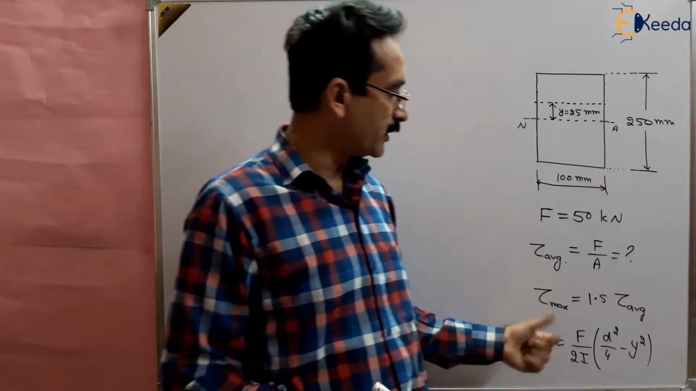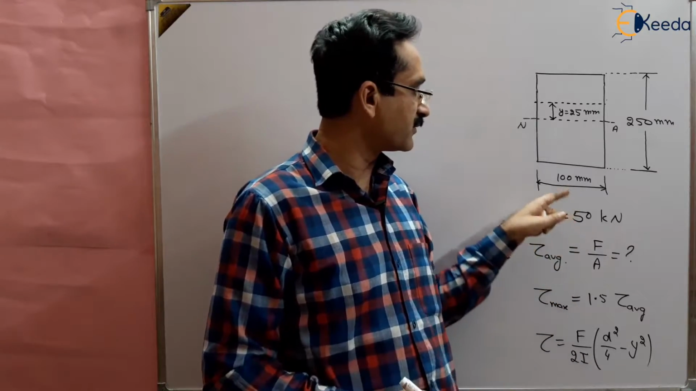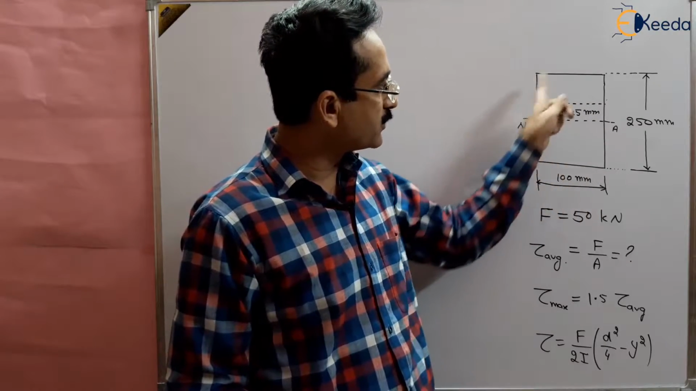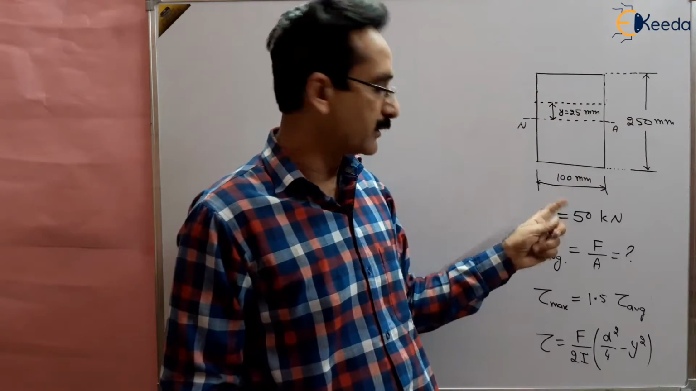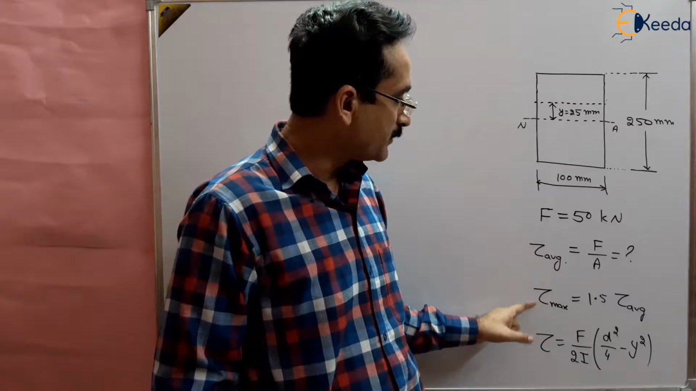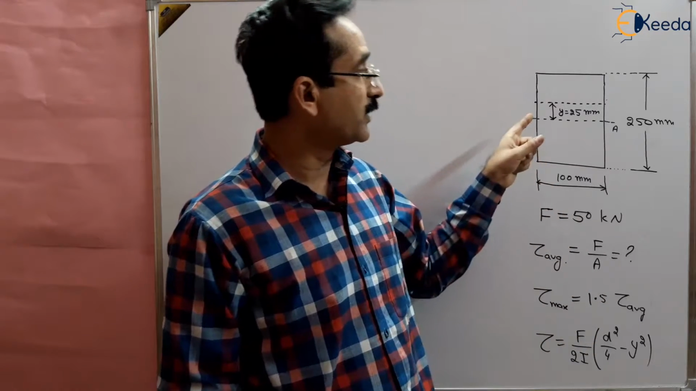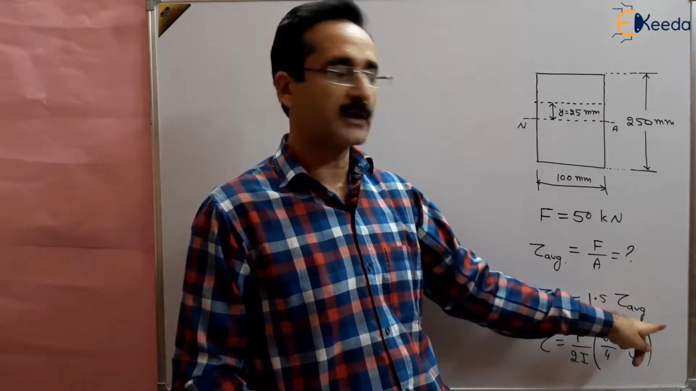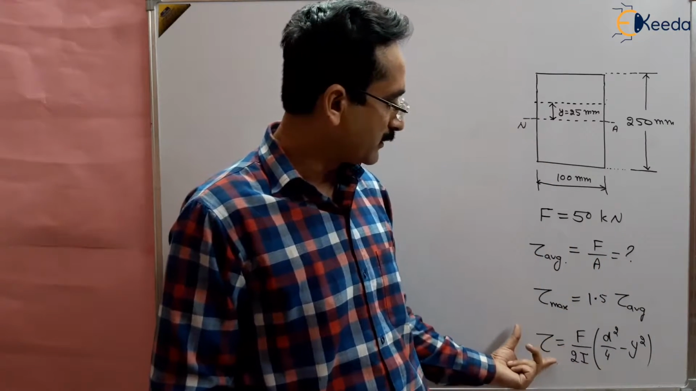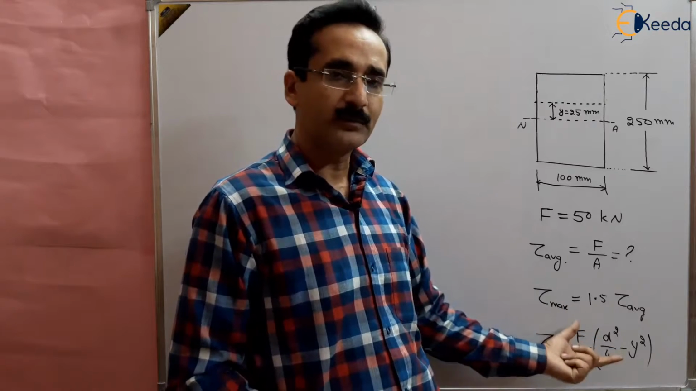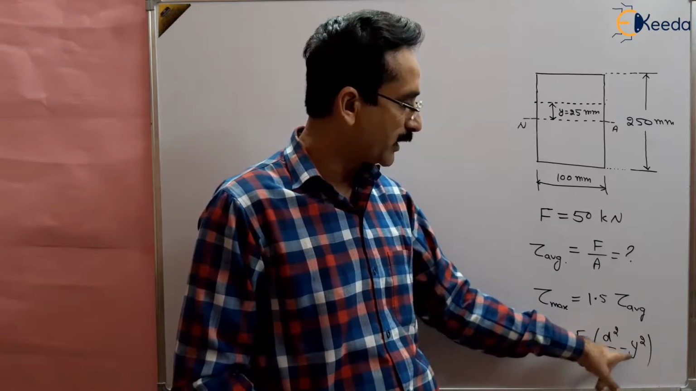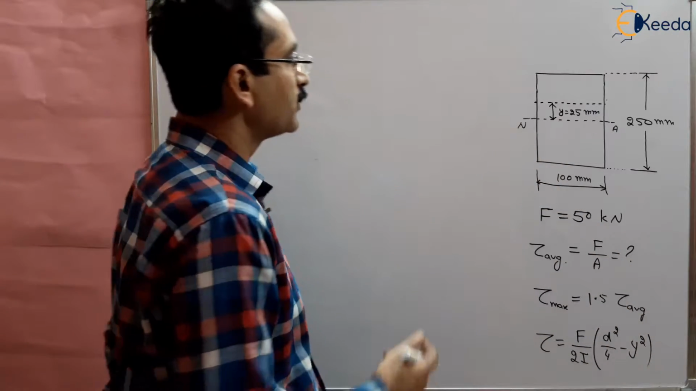We already know the formulas. Average shear stress is the force per unit area, upon the cross section area, which is 250 by 100. This is the average shear stress. Maximum shear stress, go to the theory lecture. Maximum shear stress is given by 1.5 times the tau average, and the shear stress at any plane of this figure is given by F by 2I times (d square by 4 minus y square), and this is a parabolic variation.